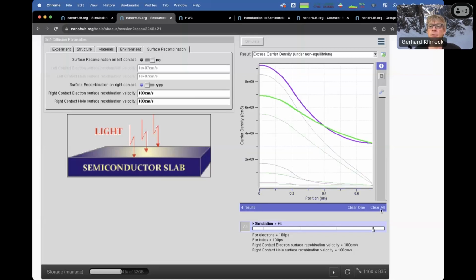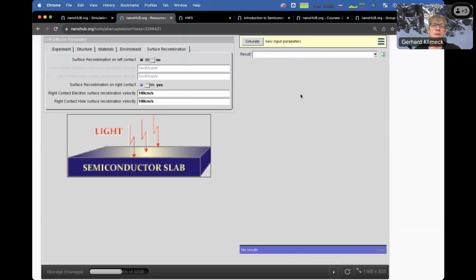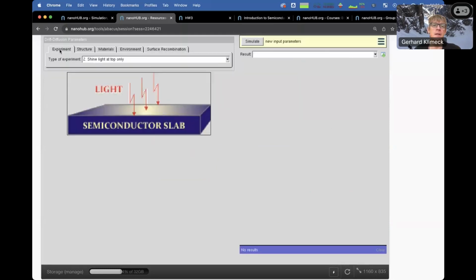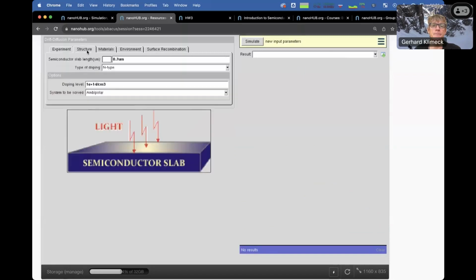But what I'd like to show next is something that would be much harder to do in analytical expressions. So what I'd like to do now is look at, again, shining light from the top.